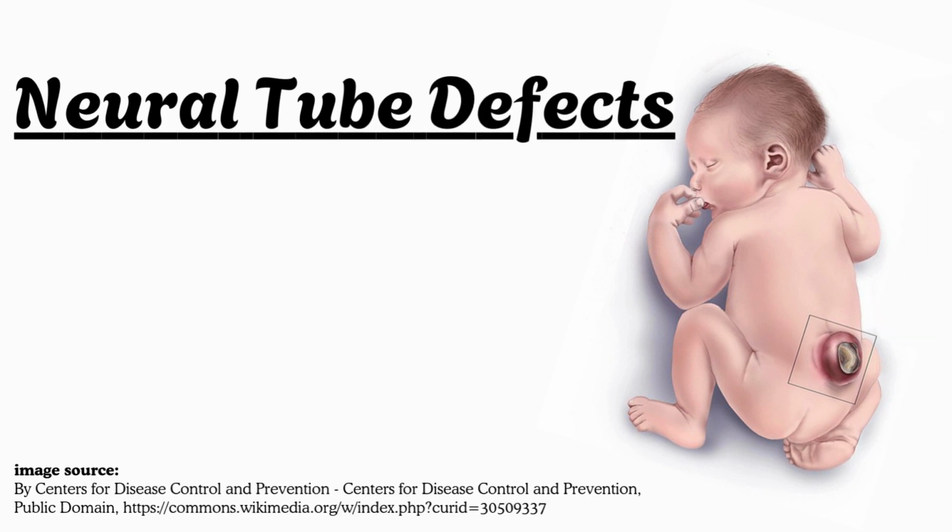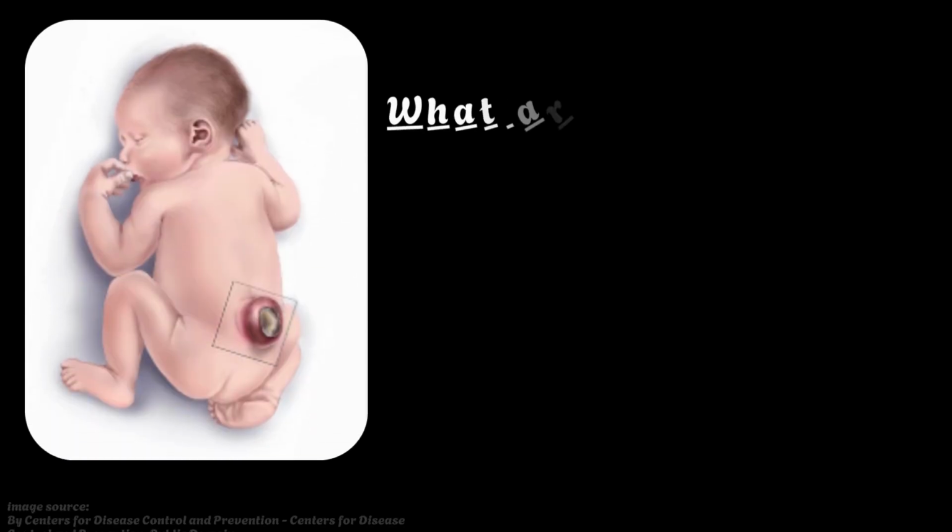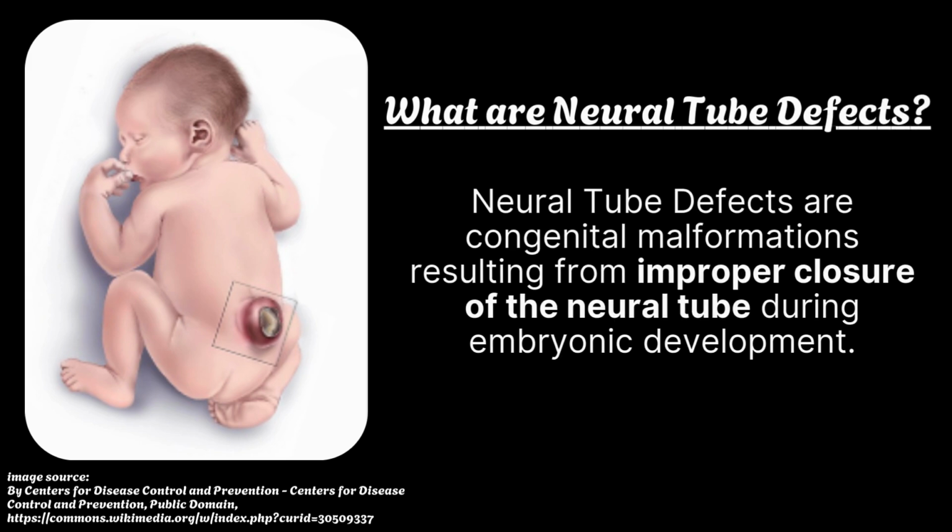In this video, we will discuss neural tube defects. We will also discuss their two types, anencephaly and spina bifida. What are neural tube defects? Neural tube defects are congenital malformations, resulting from improper closure of the neural tube during embryonic development.